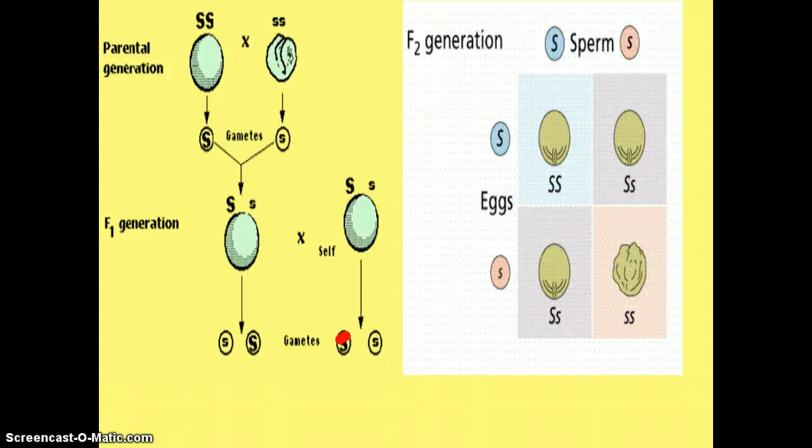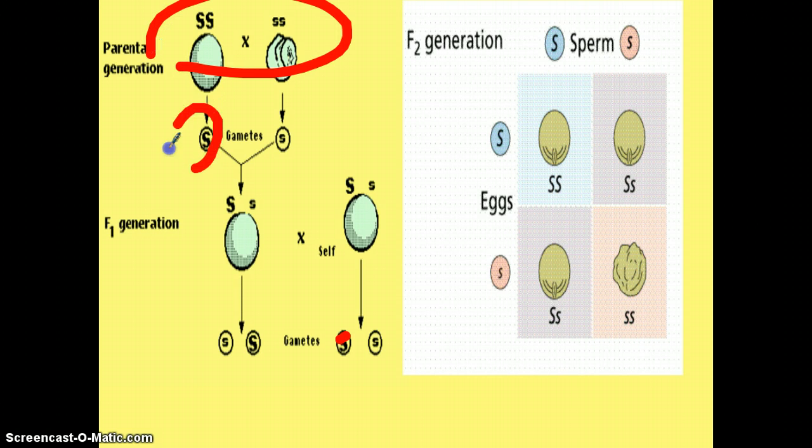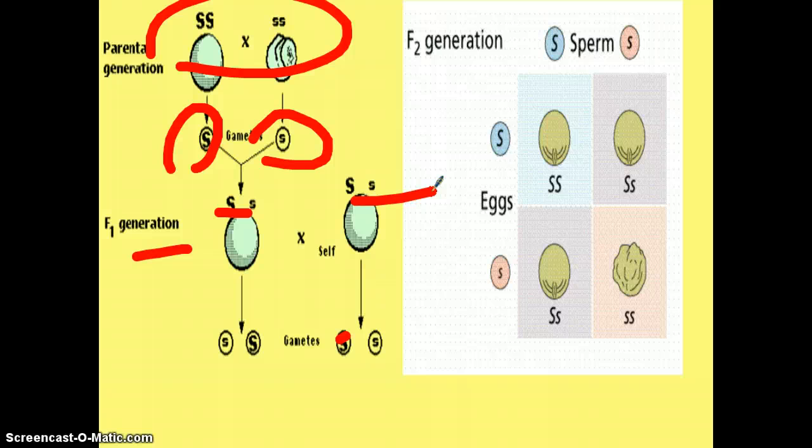So this one goes a step further. It starts with the same thing, my purebreds. They produce only one type of gamete because that's all they can make. And then you've got your F1s. And here's one F1 and here's another. That's what it means by self, let's say. Okay? Two different F1s.